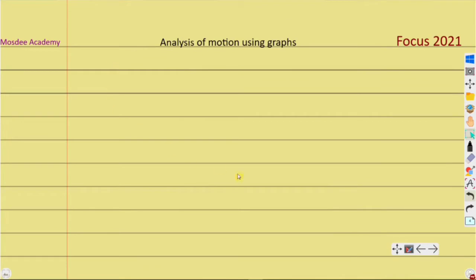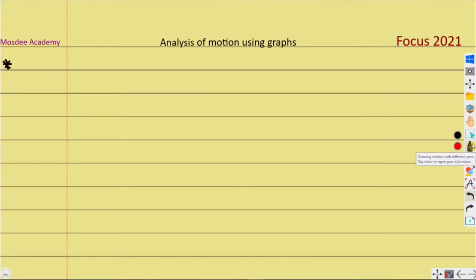About rectilinear motion, that is motion in one dimension. And in this case, we use three types of graph. The first graph we use to analyze motion in one dimension is what we call the displacement time graph.